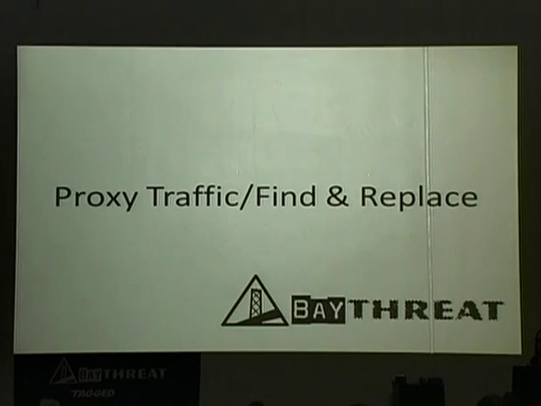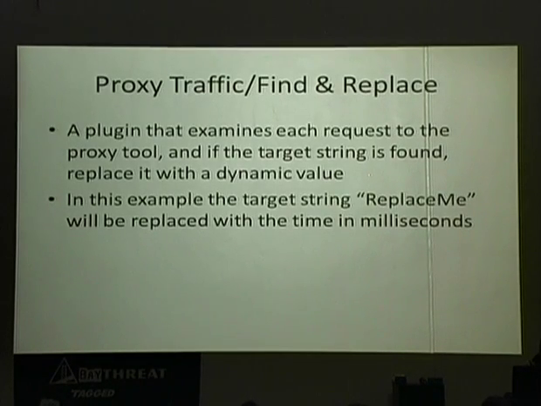The first one I'm going to show you today is a find and replace of the proxy traffic. This is a plugin that's going to examine every request to the proxy tool only, and it's going to look for a keyword. In this case, the keyword's "replace me." If it finds that, we're going to replace it with a dynamic value, which is going to be the time in milliseconds, which is something that Burp doesn't do out of the box. You can do a find and replace for a static value, but it doesn't out of the box do one for a dynamic value.